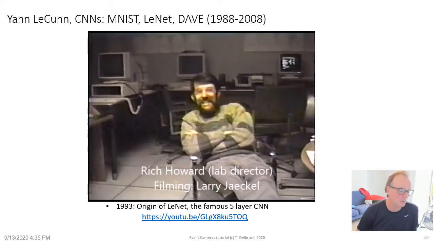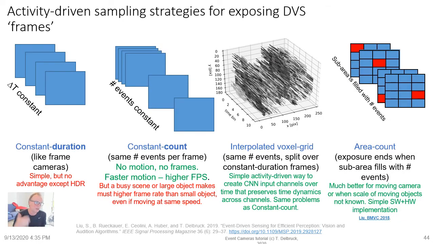This just showed the power. They started to show the power of convnets for processing sensor output. And I'm going to show you later how we can use convnets with DVS to do practical stuff. And many companies are exploring these ideas now too. But I want to talk about activity-driven sampling strategies for exposing DVS frames. So one way to expose DVS frames, in other words, to accumulate the events to make pictures to send into a CNN, is by using constant duration like frame cameras, right?